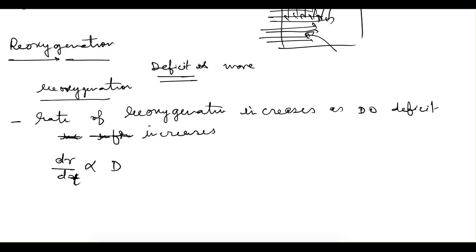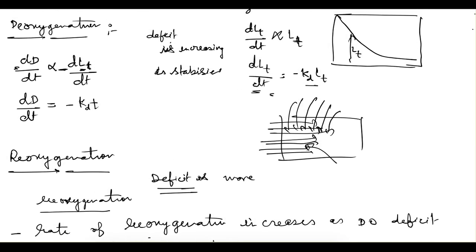So if reoxygenation is increasing, then what will happen to the deficit? The deficit will decrease. Obviously, if more and more oxygen is being supplied, then the deficit will decrease. So we can put a negative sign here. So we can say dr by dt, that is your rate of reoxygenation, is equal to minus kr, that is the rate constant for reoxygenation, into D. Similarly here also we had kd, that was the rate constant for deoxygenation.